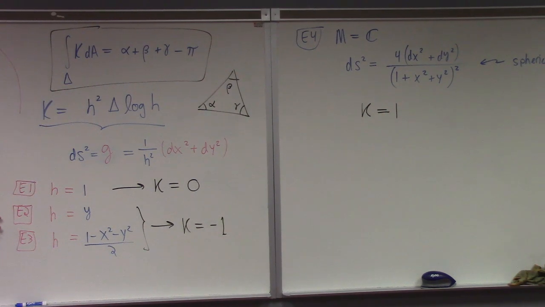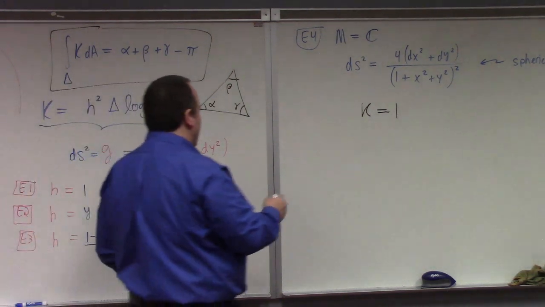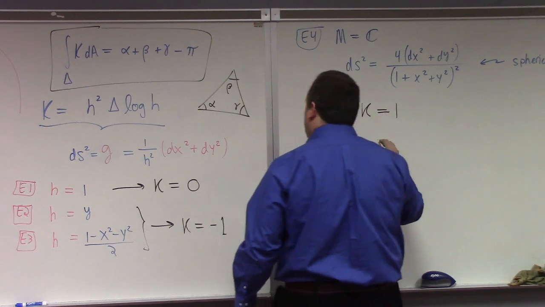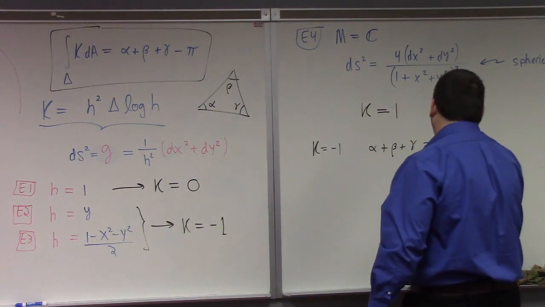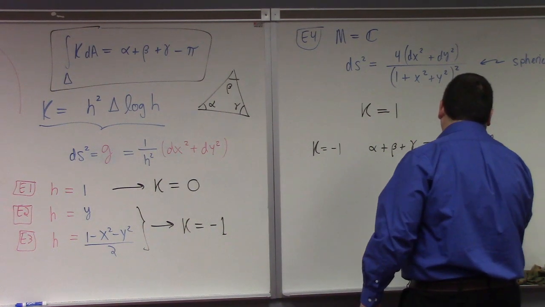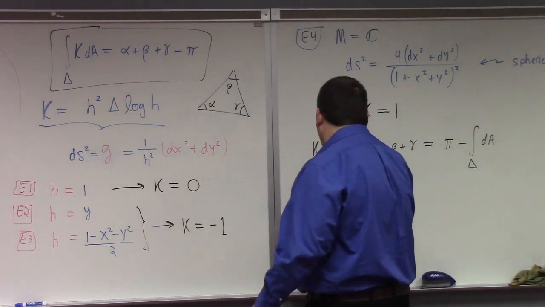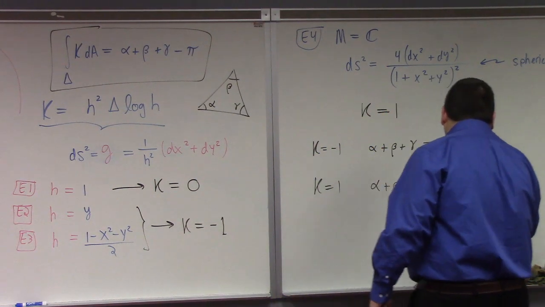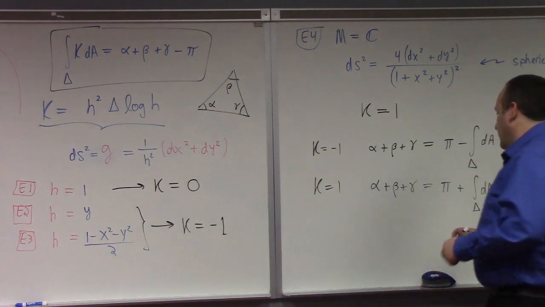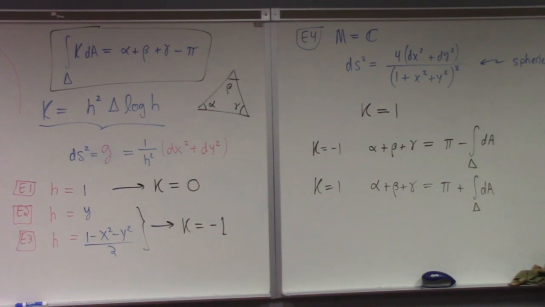But if your curvature is negative, what does it give you? Negative, it depends on the area, right? So if curvature is -1, you've got alpha plus beta plus gamma equal to pi minus the integral of dA over the triangle. And if you've got k equal to 1, you've got the formula alpha plus beta plus gamma is pi plus the integral over the triangle dA. So what does this mean?